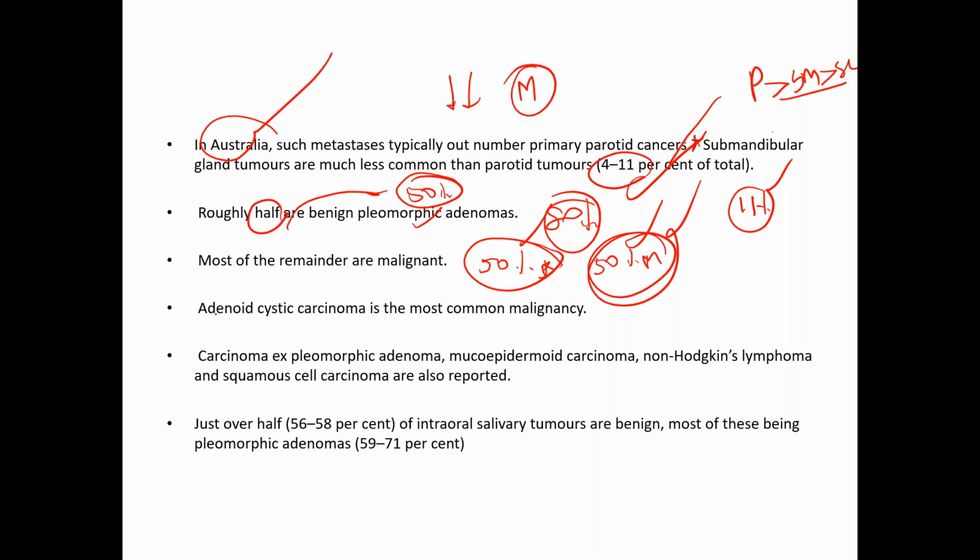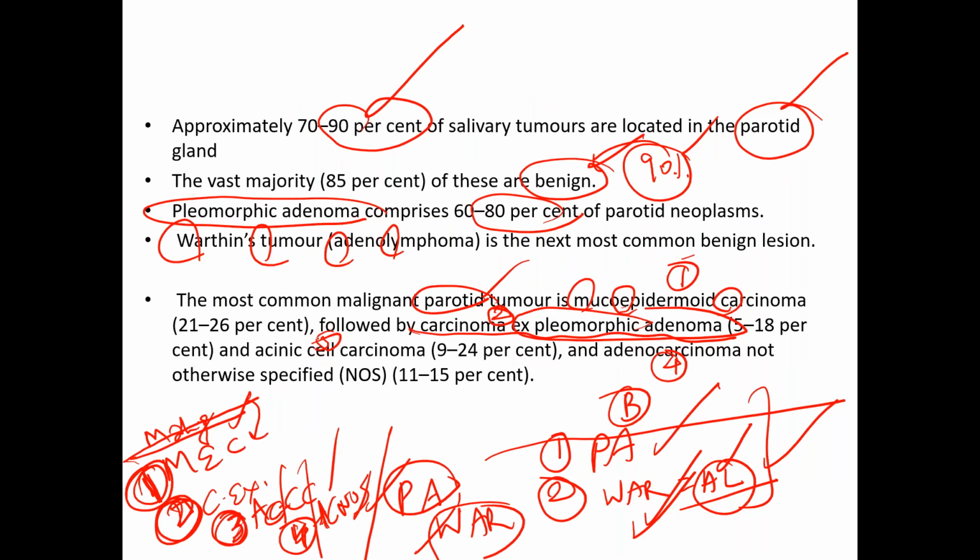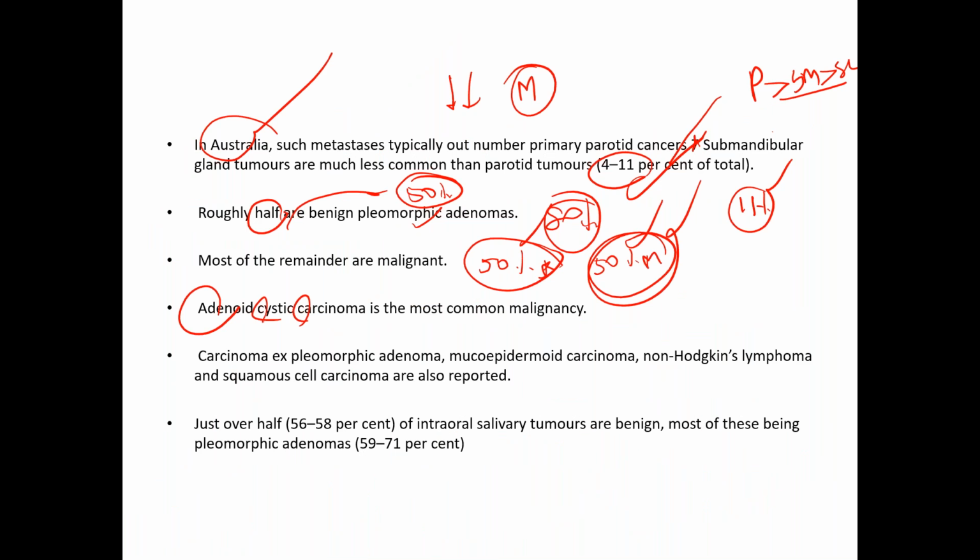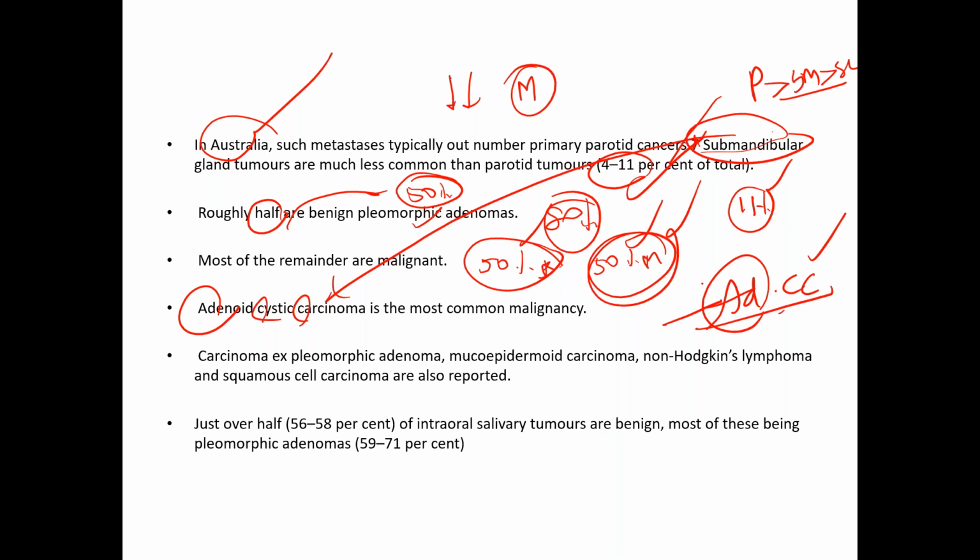The most common malignancy in the submandibular gland is adenoid cystic carcinoma, whereas in the parotid gland, the most common carcinoma is mucoepidermoid carcinoma. So ADCC is different. In the submandibular gland, the first is adenoid cystic carcinoma, then pleomorphic adenoma, mucoepidermoid carcinoma, non-Hodgkin's lymphoma, and squamous cell carcinoma. They are all reported in the submandibular gland. Keep it in mind.